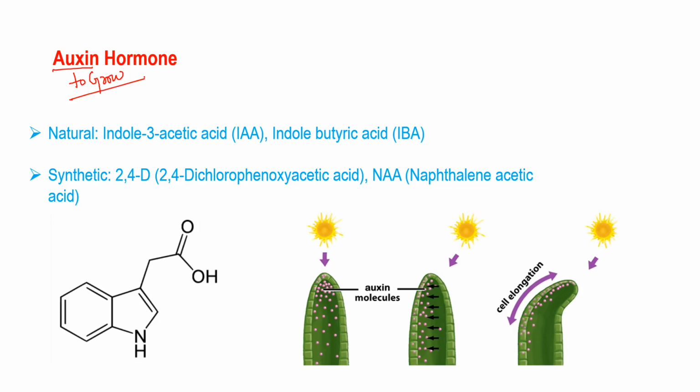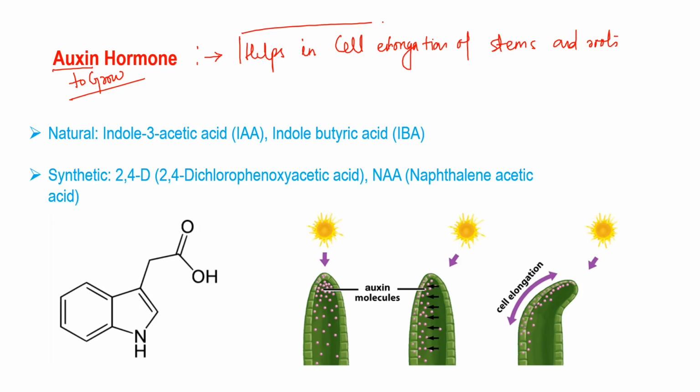Okay, and these hormones are widely used in agricultural and horticultural practices. They are found in growing apices of root and stems, and then they migrate to other parts to act. It mainly helps in cell elongation of stem and root. So the most important point is this auxin hormone helps in cell elongation of stem and roots. Clear? And this is the most important point which you usually get in form of MCQ. Okay, so keep this point in consideration.